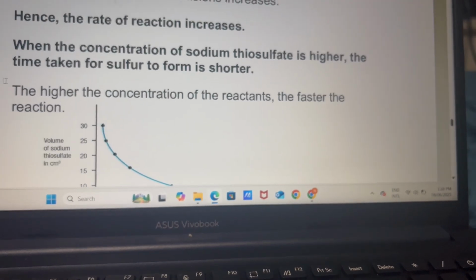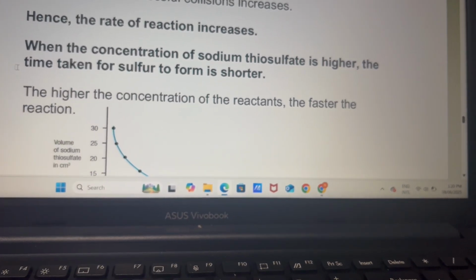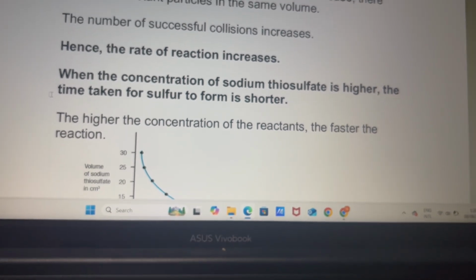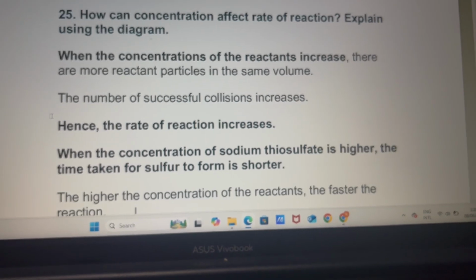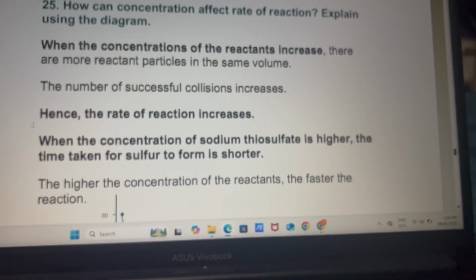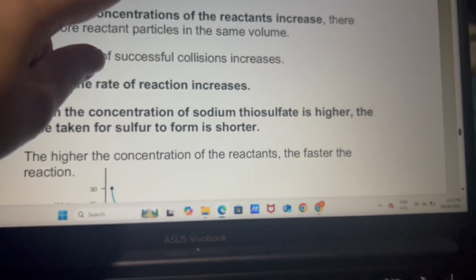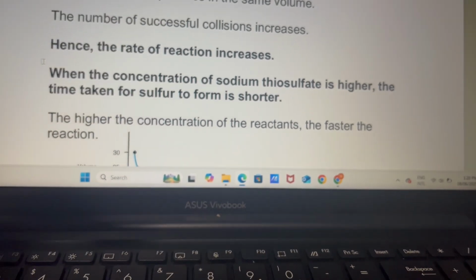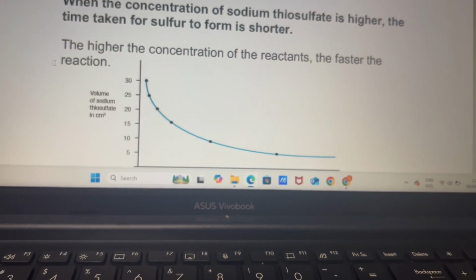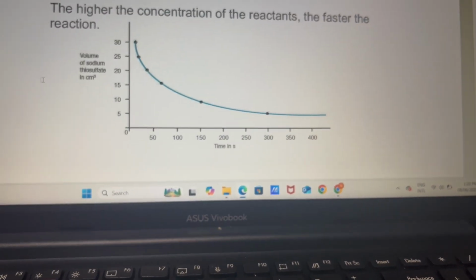Why? Because we said that more concentration means more chances of successful collision, so a faster rate of reaction. So you can write the same answer which is written here: more concentration increases the reaction, more successful collision, as we said many times before, and apply it on the graph as we said.